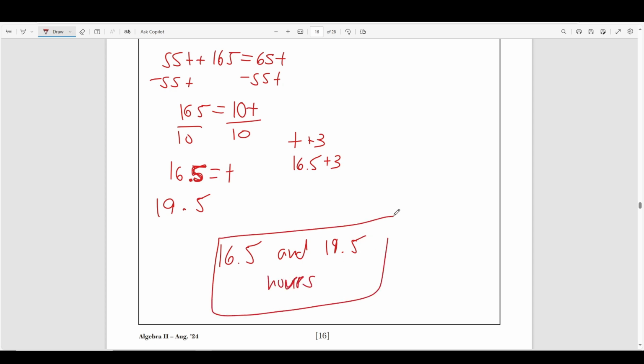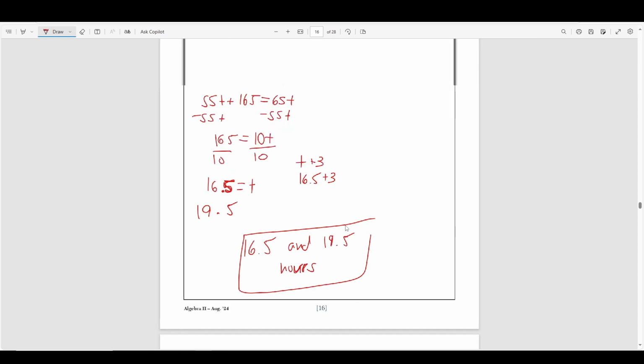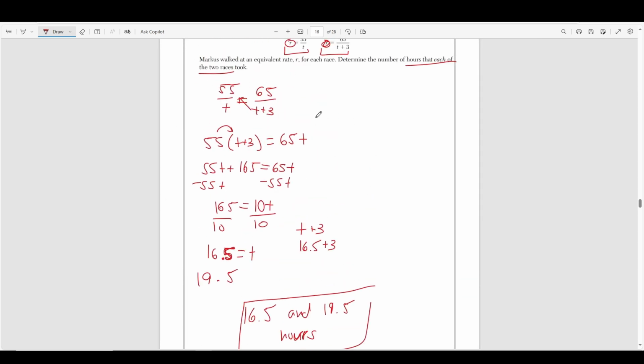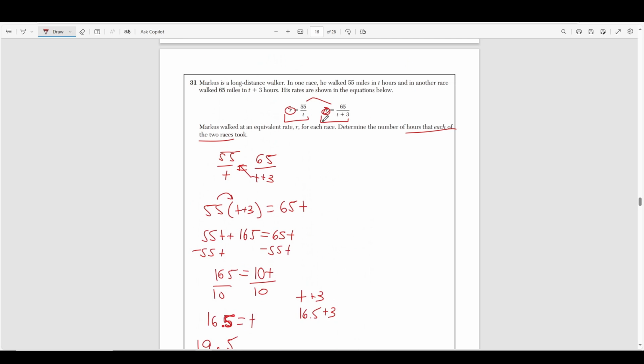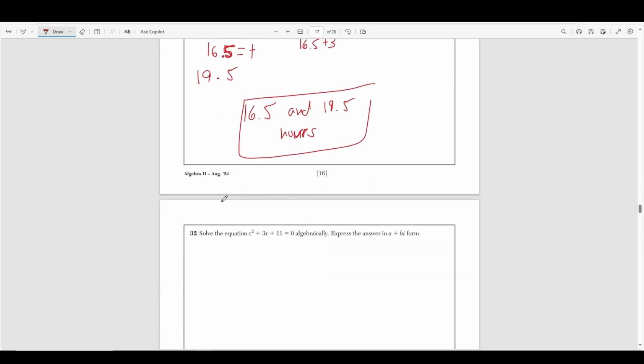And that's all you really needed to do, okay? The rule to remember here is that whenever you have these two rates, you can set them equal to one another. And don't forget, don't just solve for one t, solve for both, okay?